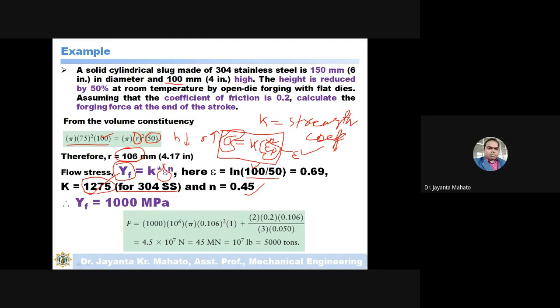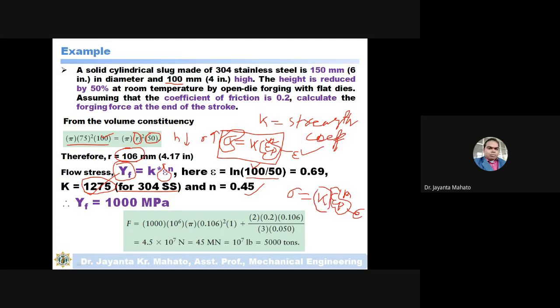I told you in your third semester, this sigma is equal to K into epsilon P to the power n. Here epsilon P is nothing but epsilon, because the whole deformation is plastic deformation. Either plastic deformation is not happening, or we are neglecting the elastic part. So we are considering that all the deformation is plastic deformation. So epsilon P is epsilon.